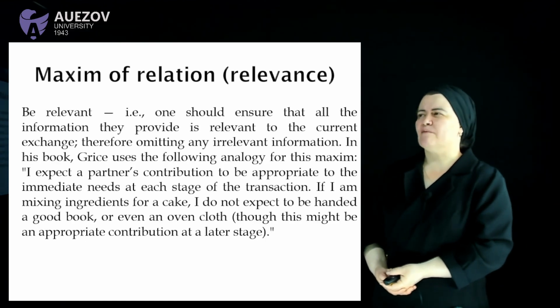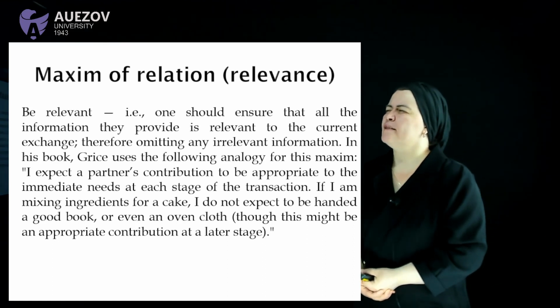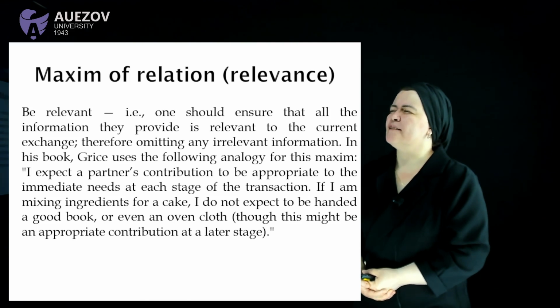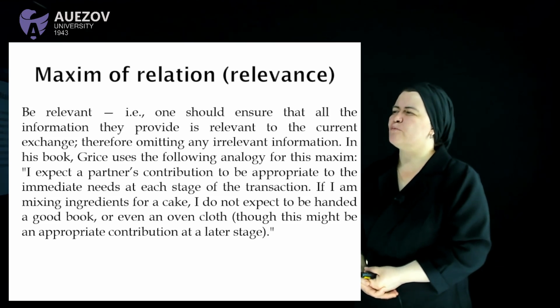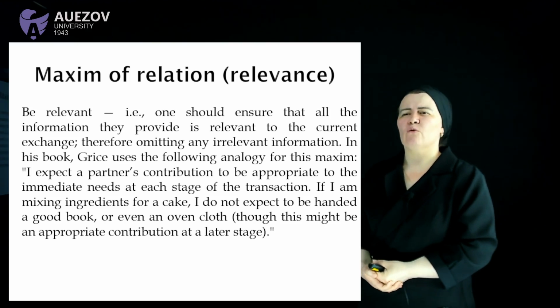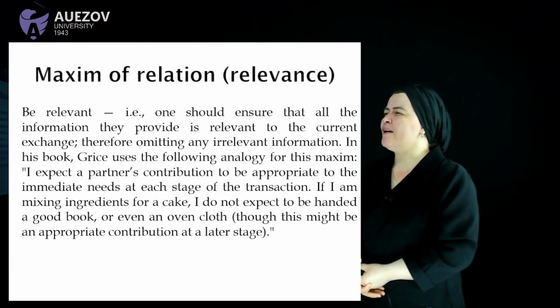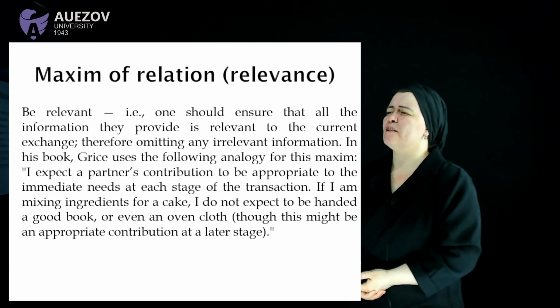And the next maxim is the maxim of relation or relevance. Be relevant, that is, one should ensure that all the information they provide is relevant to the current exchange, therefore omitting any irrelevant information. In his book, Grice also gives the following analogy for this maxim: I expect a partner's contribution to be appropriate to the immediate needs at each stage of the interaction.